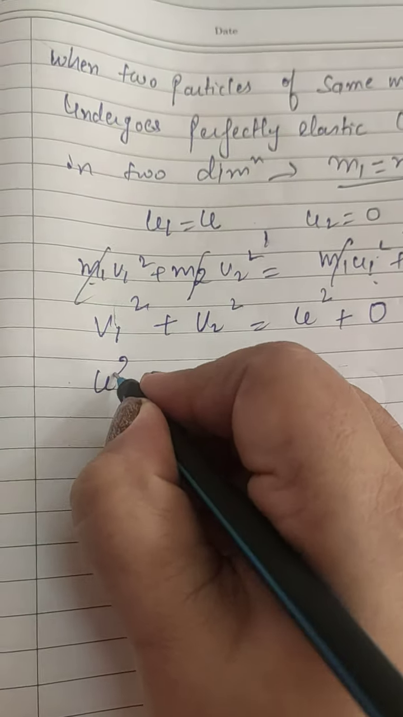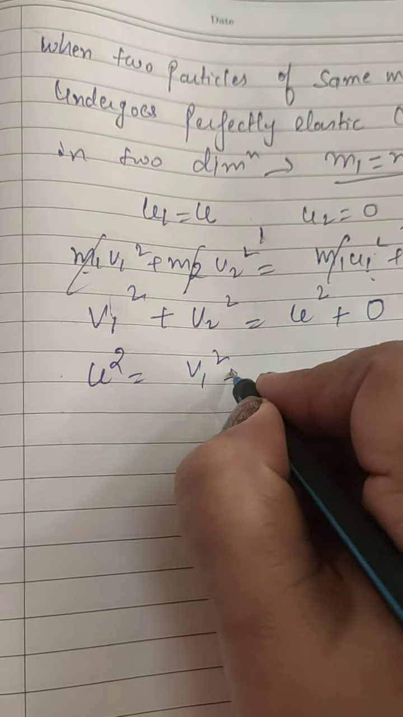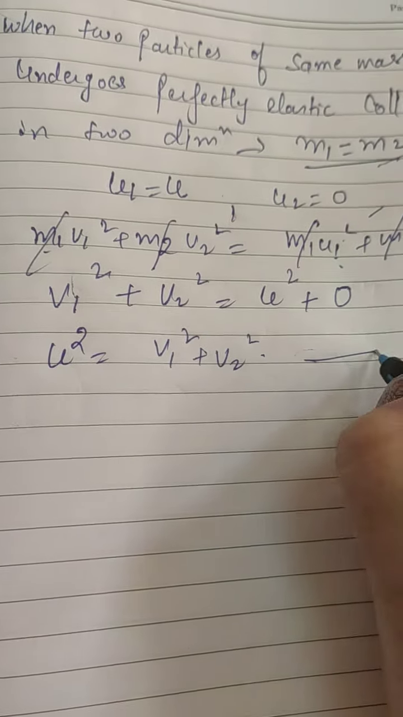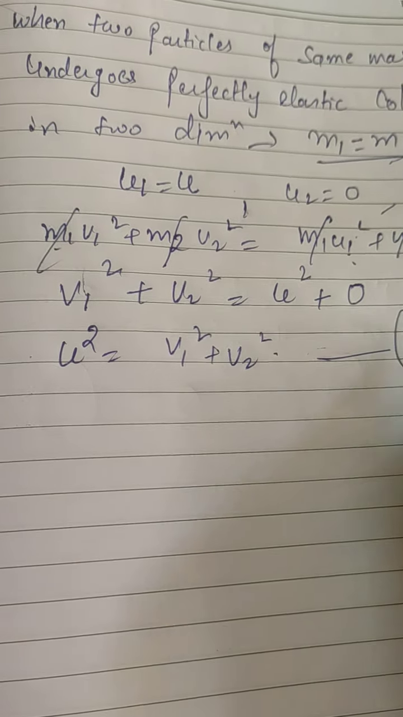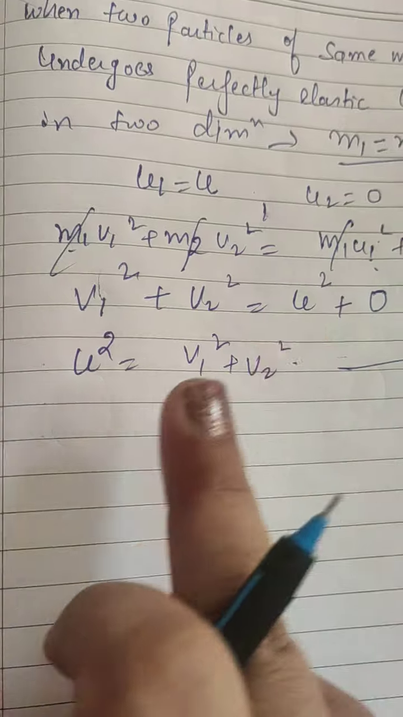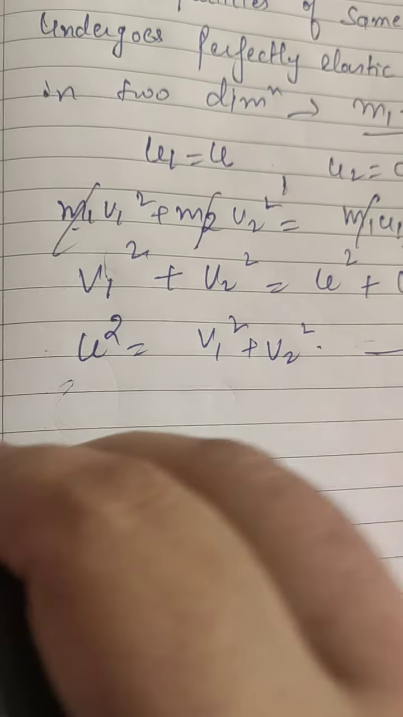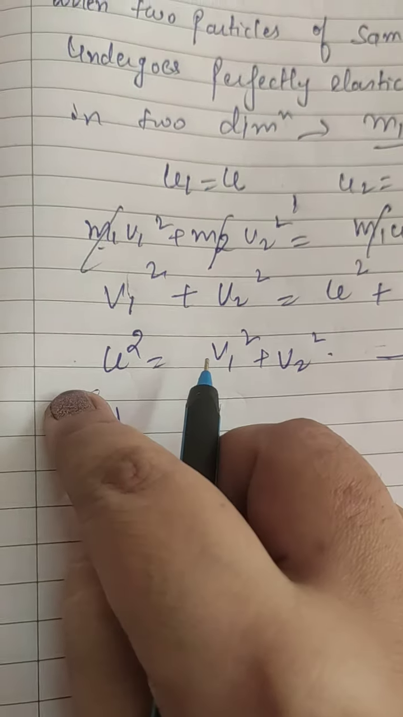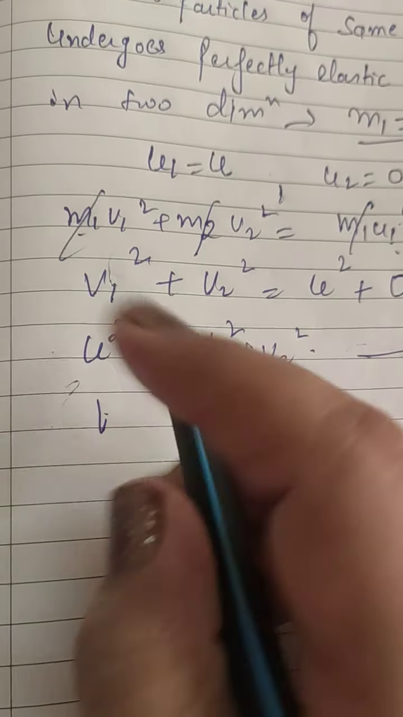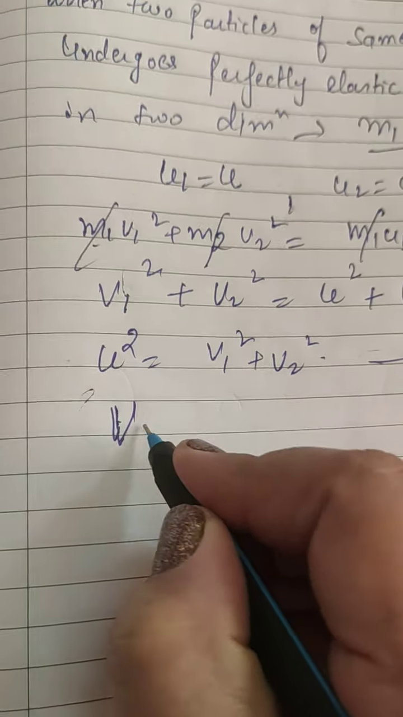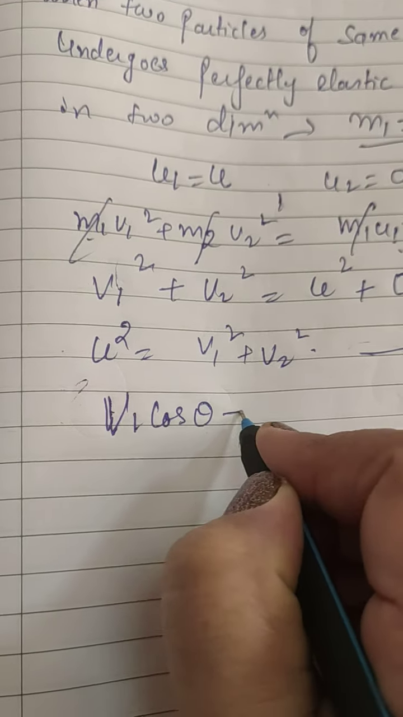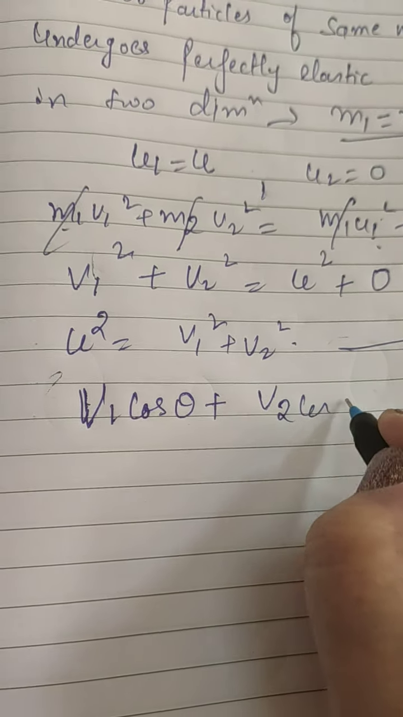So we will get u square is equal to v1 square plus v2 square. Let we give it number 4. Now applying this same rule to the conservation of momentum equations that we have along the horizontal axis, it was m1 v1 cos theta. So m1 we will not write, this is v1 cos theta plus v2 cos phi.